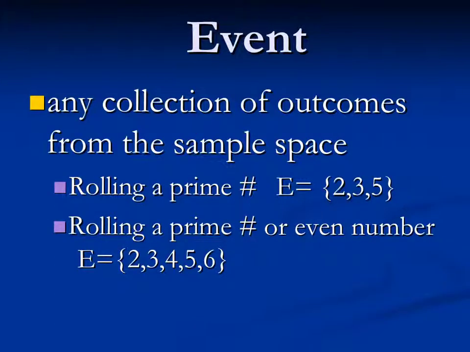The event is the collection of outcomes from that space. So if I was rolling the die, my event might be, what if I rolled a prime number? And those are the prime numbers out of the list that I had for the sample space. Or if I rolled a prime number or an even number, that would include all of these outcomes. Notice that 2 is both prime and even, but I didn't list it twice. It's only listed one time.